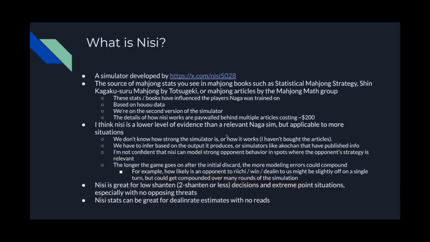So what is Nisi? Nisi is a simulator developed by Nisi on Twitter. They're the source of Mahjong stats you see in Mahjong books, such as Statistical Mahjong Strategy, Shin Kagaku Suru Mahjong by Totsugeki, or Mahjong articles. And these stats or books have influenced the players that Naga has trained on, certainly. So you will see some Nisi influences decisions from Naga.